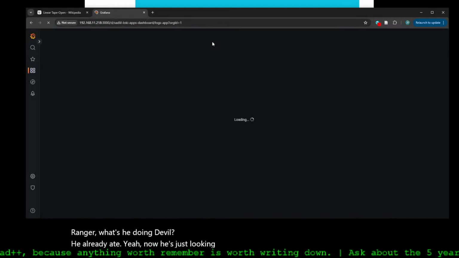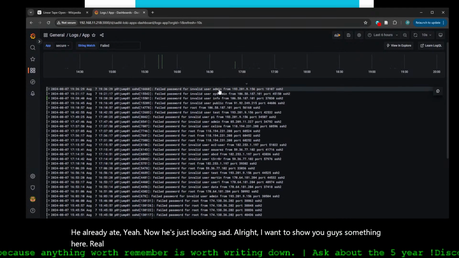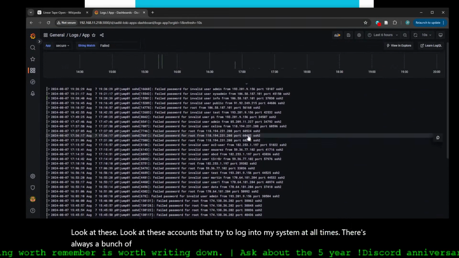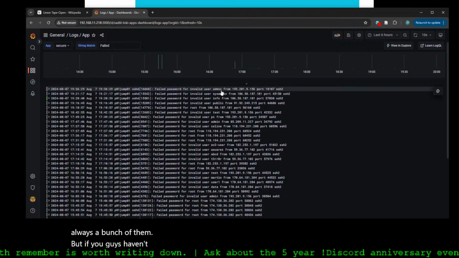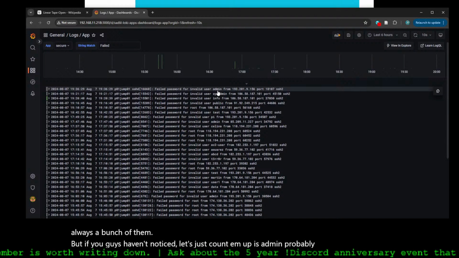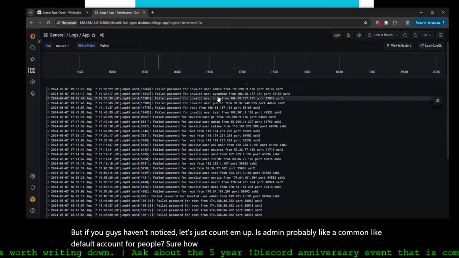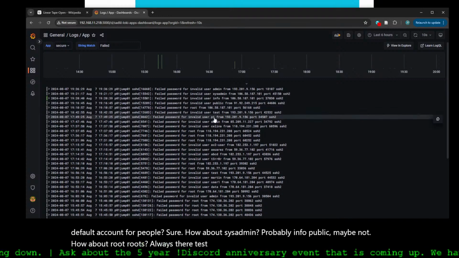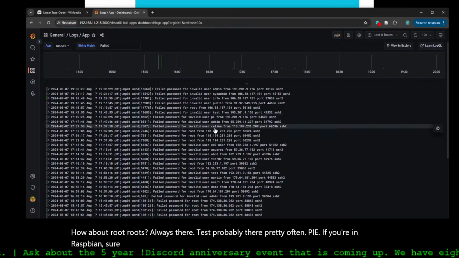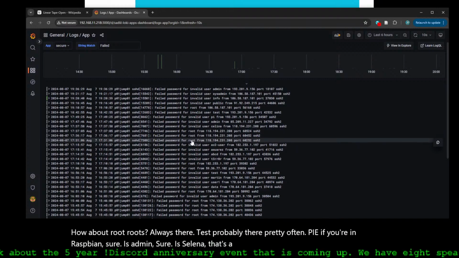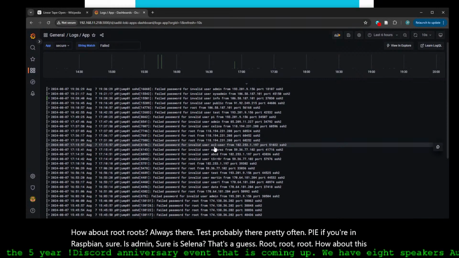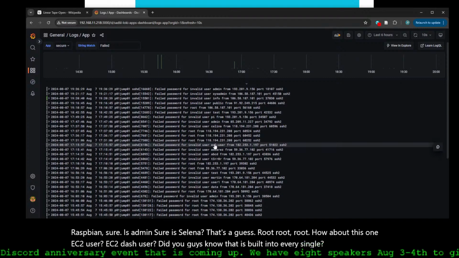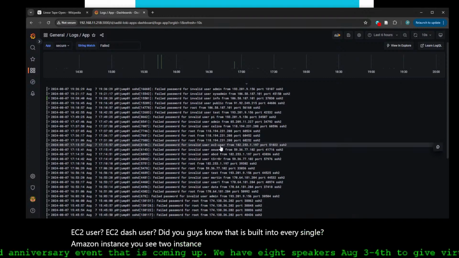All right. I want to show you guys something here real quick. Look at these accounts that try to log into my system at all times. There's always a bunch of them. Let's just count them up. Is admin probably a common default account for people? Sure. How about sysadmin? Probably. Info, public? Maybe not. How about root? Root's always there. Test? Probably there pretty often. Pi? If you're in Raspbian, sure is. Admin? Sure is. Selena? That's a guess. Root. How about this one? EC2-user. Did you guys know that that is built into every single Amazon EC2 instance of Amazon Linux 2 and Amazon Linux 3?